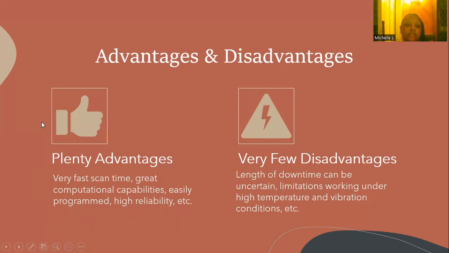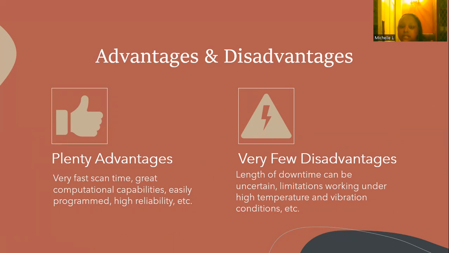So the overall advantages and disadvantages for a PLC. For the advantages, it has a very fast scan time, great computational capabilities. It's easily programmed and highly reliable. And so that's the goal when implementing a PLC within a closed loop system or even open loop. But again, these advantages are necessary when designing high-level closed loop automated systems.